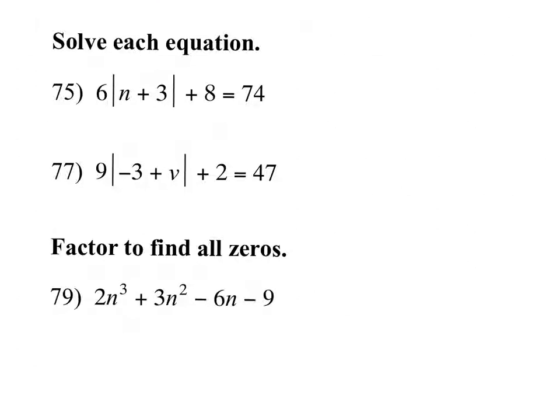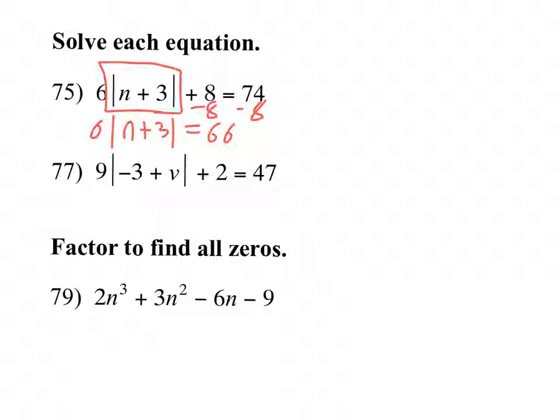Leave me with this, a lovely answer. For number 75, I've got to get the absolute value by itself first. So I'm going to minus 8 to both sides. And when I do that, I get 6 times the absolute value of n plus 3 is equal to 66. If I divide both sides by 6, I get the absolute value of n plus 3 is equal to 11.